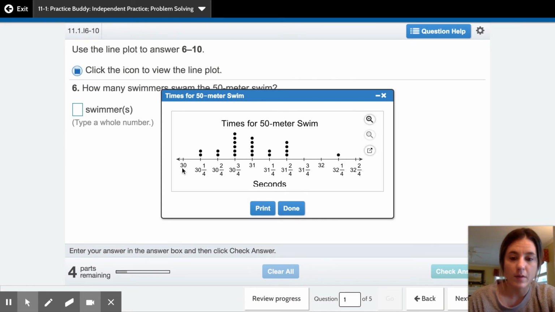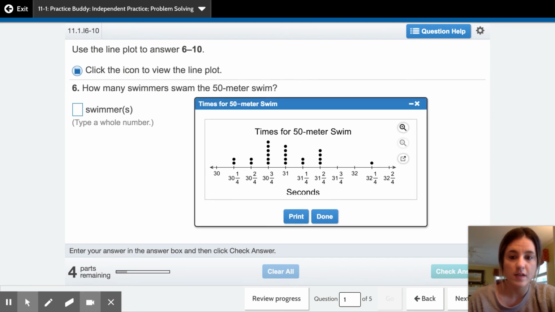I'm looking, my number line goes from 30 to 32 and 2/4. So my largest time is 32 and 2/4. However, no one ran it in that many seconds. So my largest time, or my longest time, is 32 and 1/4, and my shortest time is 30 and 1/4. So I'm just kind of getting myself familiar with the line plot before I answer questions.